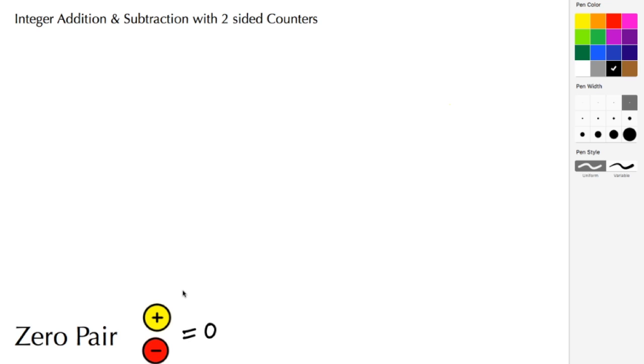In today's video, we're going to add and subtract integers, and we're going to use two colors to symbolize the numbers. The yellow symbolizes the positive, and the red symbolizes the negative.